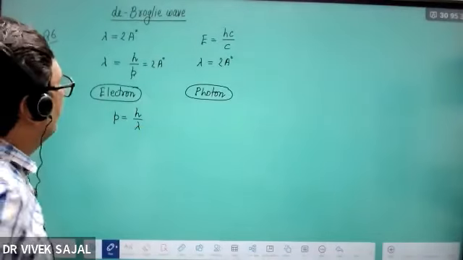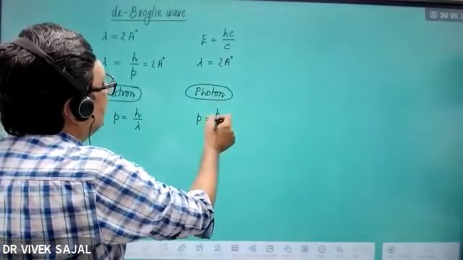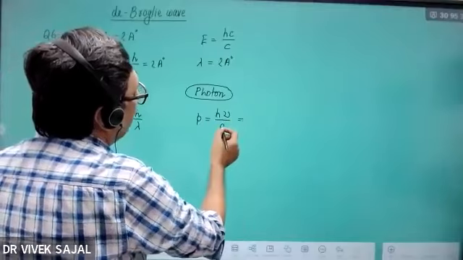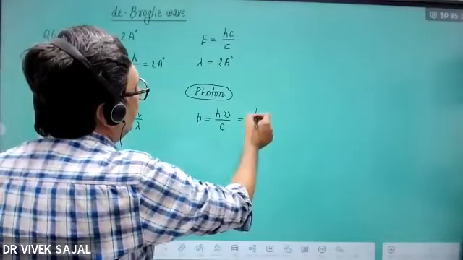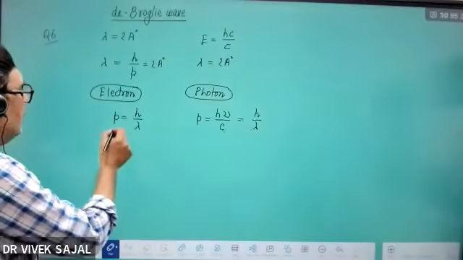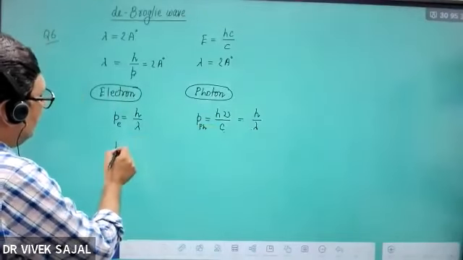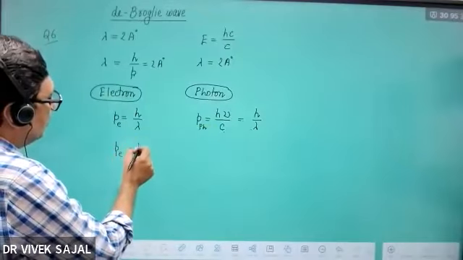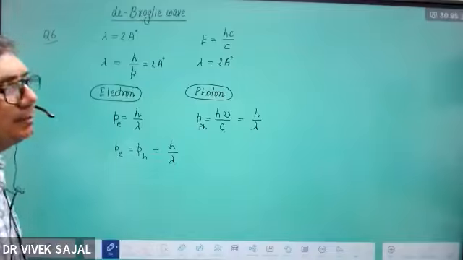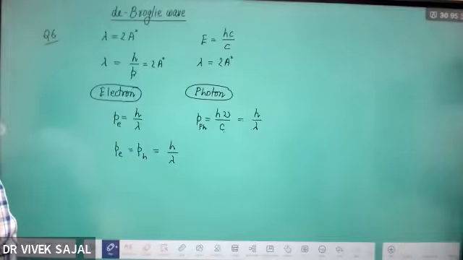h upon lambda. For the photon also, what will be P? P will be h nu upon C. Okay? And C by nu is lambda. So h upon lambda. For both, it will be the same. So P for the electron and for the photon will be equal, and this will be h upon lambda. Is it okay with everyone?